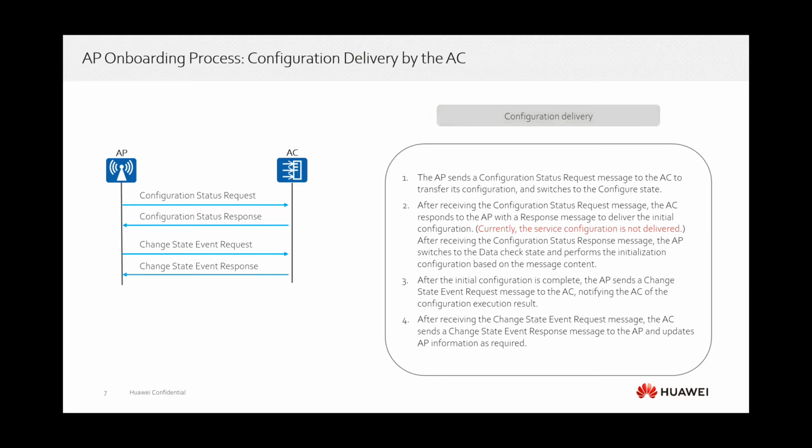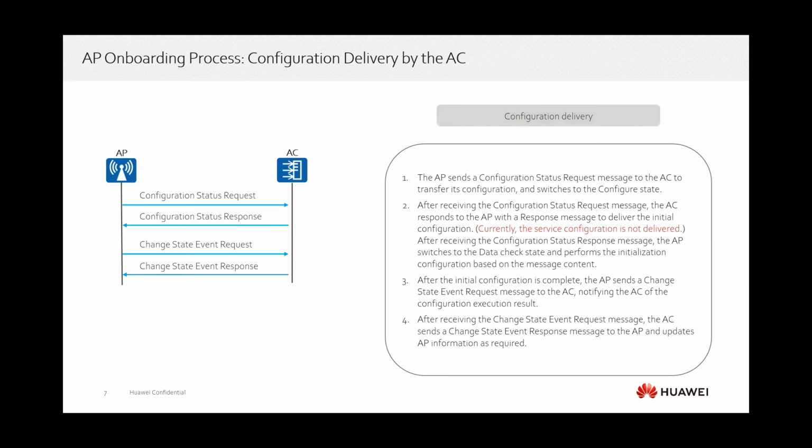Actually, in this phase, the AC does not deliver service configurations. Instead, it delivers service configurations only after the CAPWAP link is established. And after completing the initial configuration, the AP notifies the AC of the execution result. The AC then updates AP information as required.